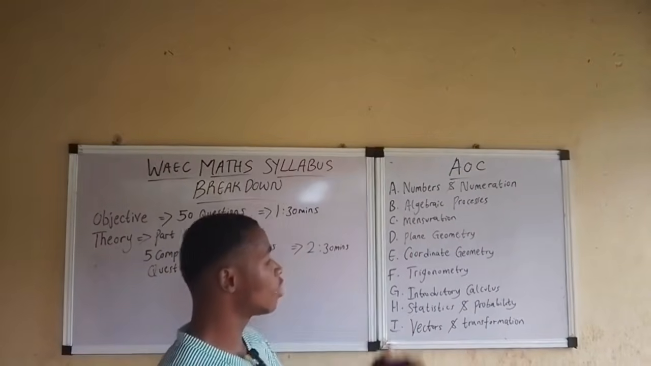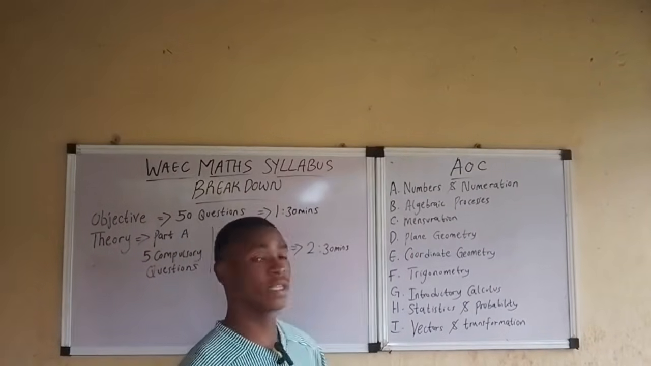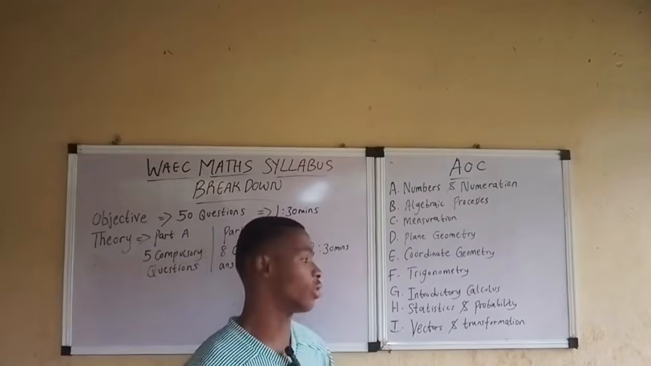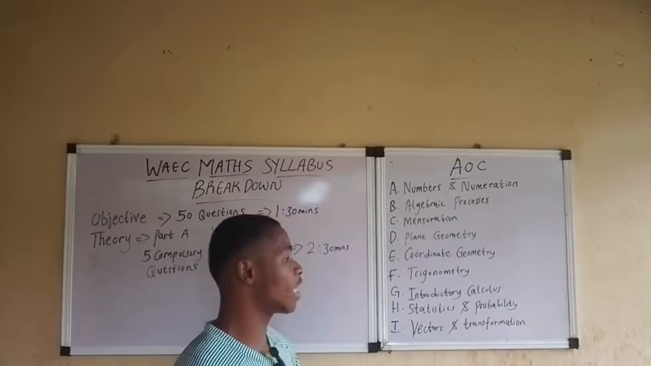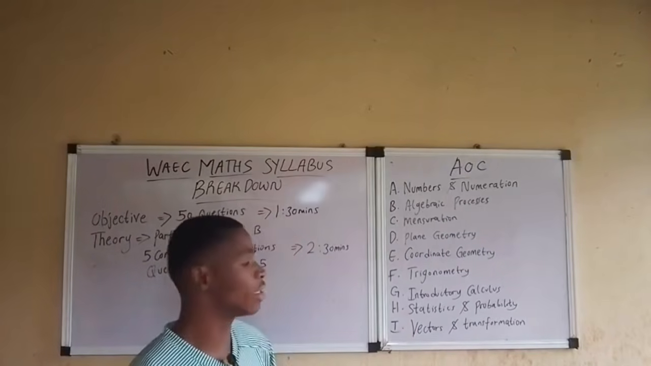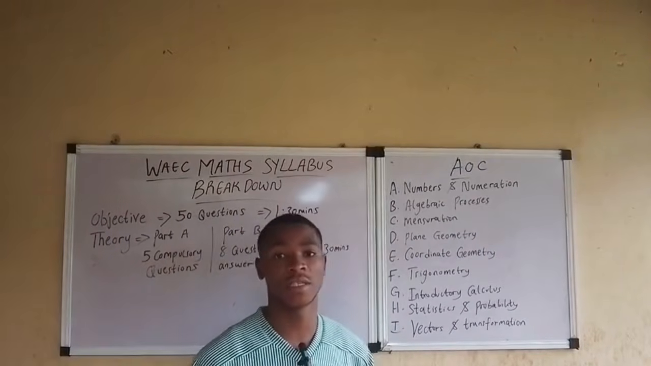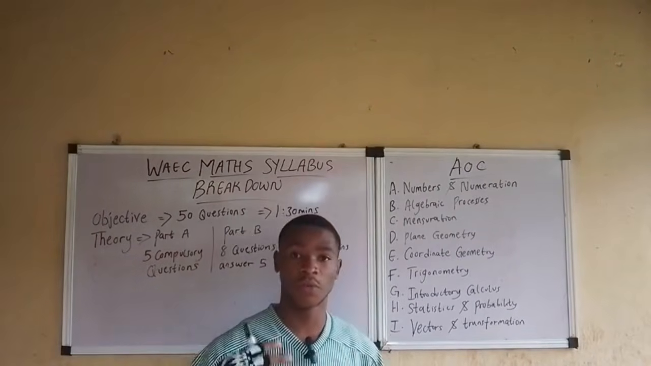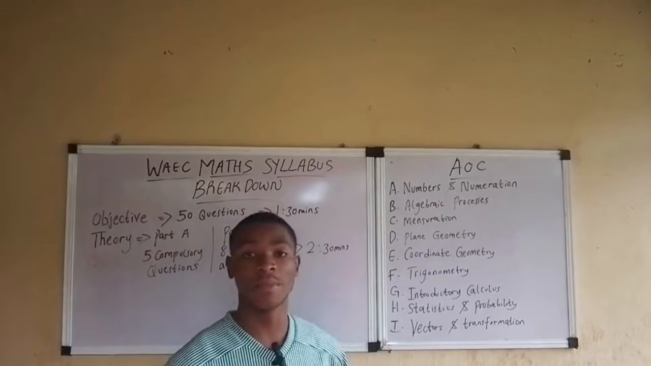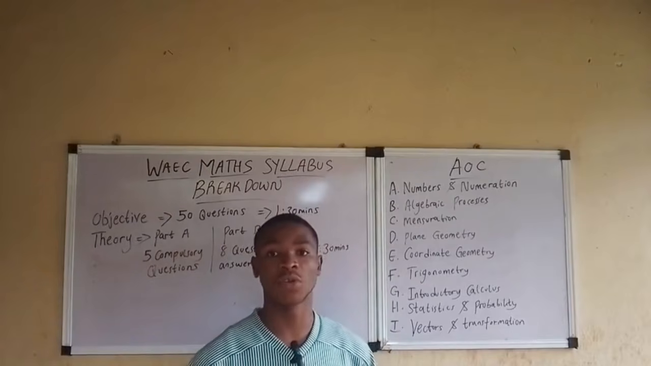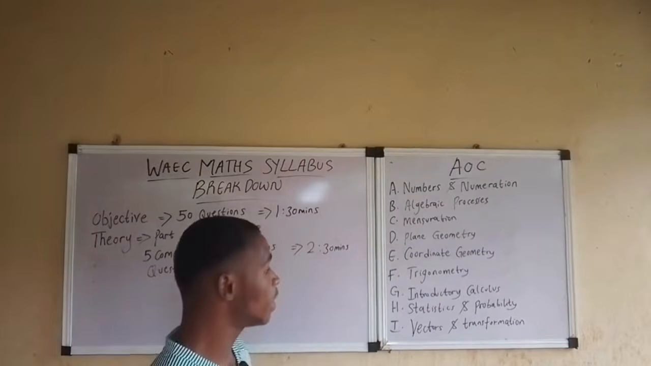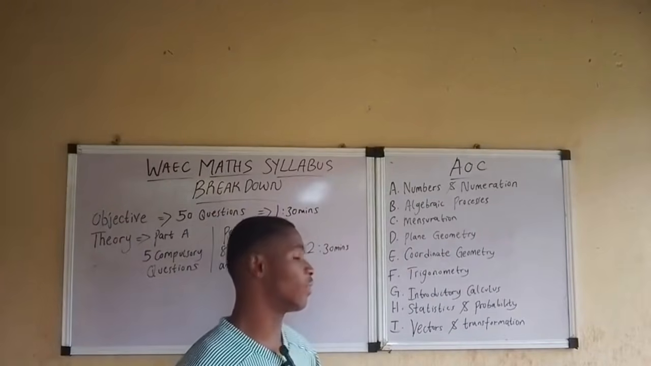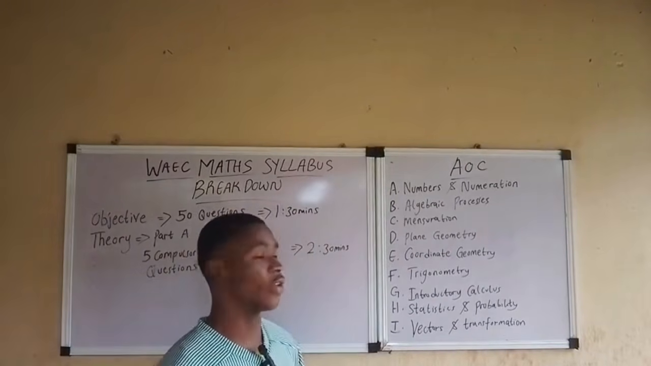Now, we also have introductory calculus. Usually, you might find a few questions from this aspect when you're talking about your differentiation and your integration. Then we have statistics and probability. Under statistics, we're dealing with measures of central tendency, measures of location, measures of dispersion. So you need to know the formula for your standard deviation, your mean, median, and mode for both grouped and ungrouped data. Now, for probability, definitely you will see some questions on probability. And then lastly, vectors and transformation, where you find a few questions.